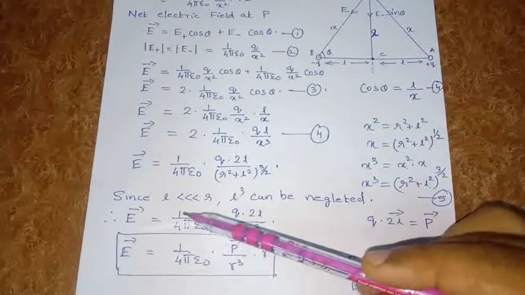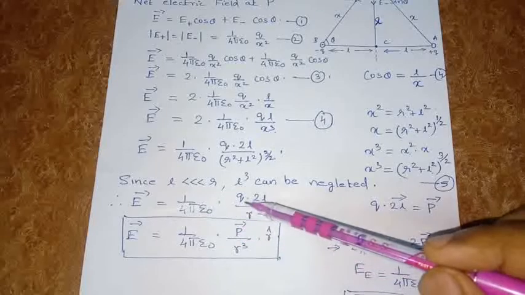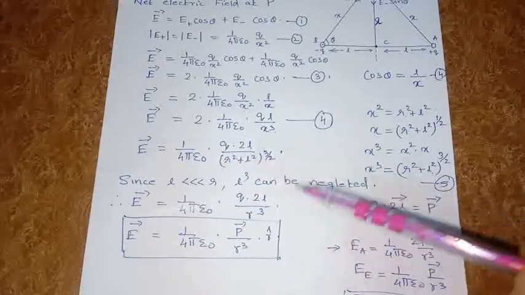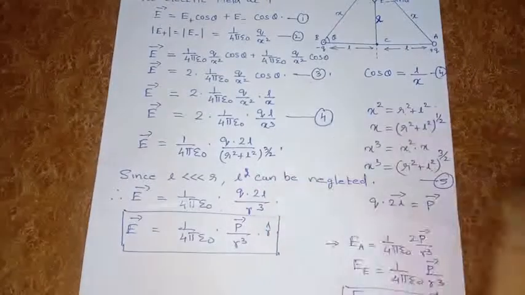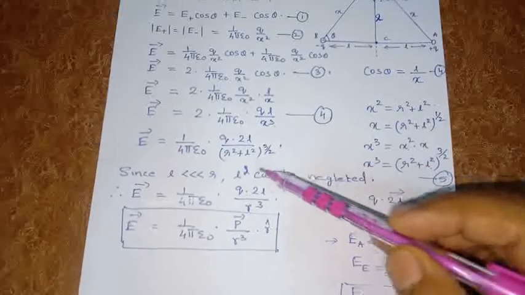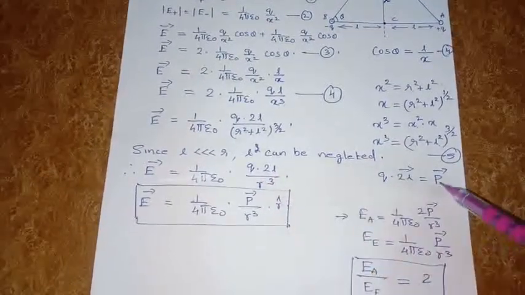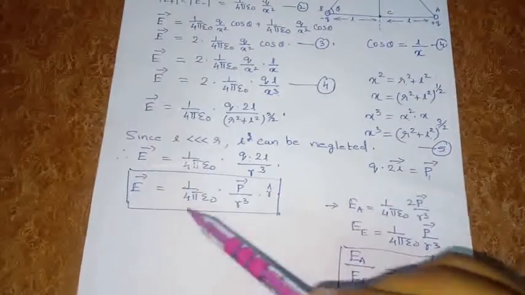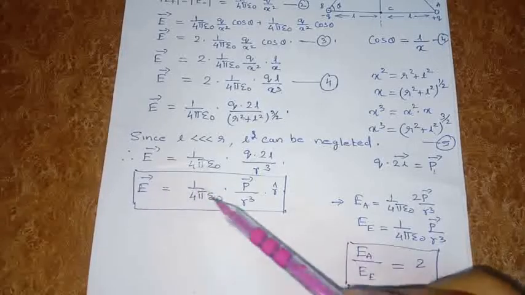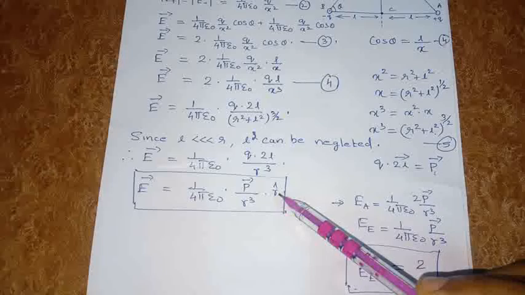When L cube is neglected, the resultant electric field can be written as E is equal to 1 by 4 pi epsilon 0 Q into 2L divided by, since L square term is neglected, R square all raised to 3 by 2 only. R square all raised to 3 by 2 is nothing but R cube. Q into 2L can be written as P, the dipole moment vector. Therefore, the net electric field at any point on the equatorial plane can be written as E is equal to 1 by 4 pi epsilon 0 P divided by R cube into unit vector R.